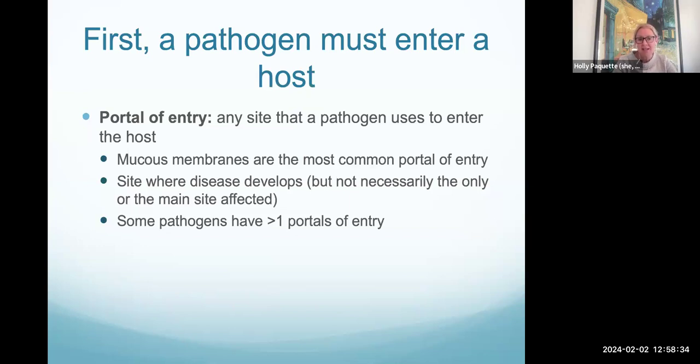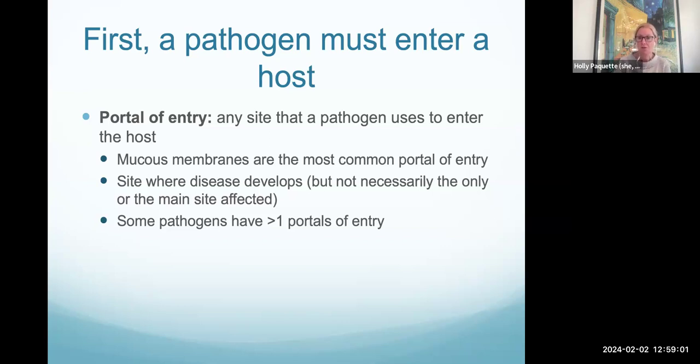The first, as I said, is the portal of entry, and this is any site that the virus could use to enter the host. Most commonly, we see this at mucous membranes, so in the nose, in the mouth, around the eyes, the genital and urinary tract area. This is often where the site of the disease would develop, but not necessarily the only place or where the main site would be affected. Often it can move to other parts.